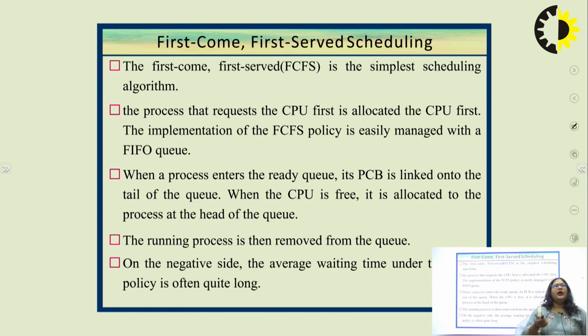In this algorithm, we give the CPU to the process that first demands it. That first process is allocated the CPU first. So that policy is a very easy, simple mechanism. We assign the CPU to the process that wants it first. In this, the process enters the ready queue and the PCB is linked on the tail of the queue. At this time, the processor is given to the process in the ready state.